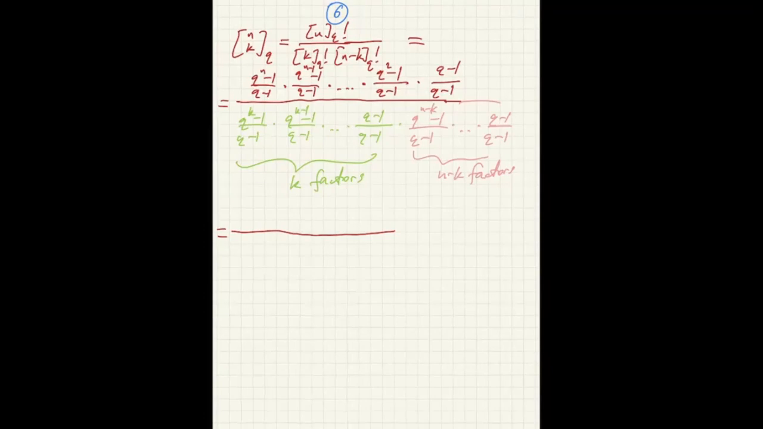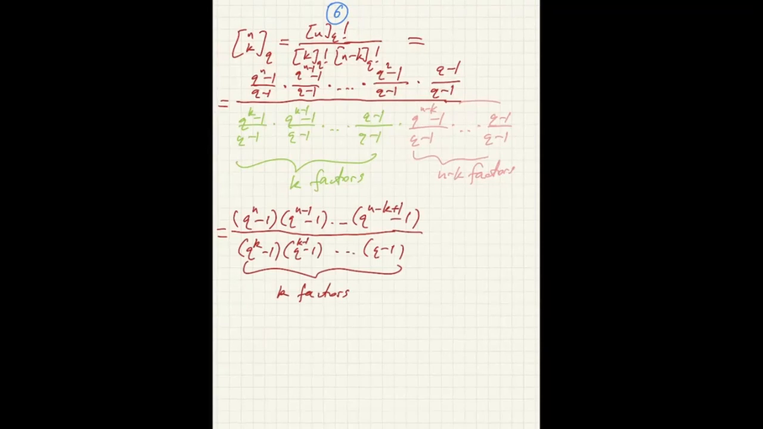We're left with q^n minus 1 times q^(n-1) minus 1, all the way to q^(n-k+1) minus 1, divided by q^k minus 1, q^(k-1) minus 1, all the way to q minus 1. So an easy way to remember here is that we have k factors. And actually, this expression on the bottom is the q-factorial of k.